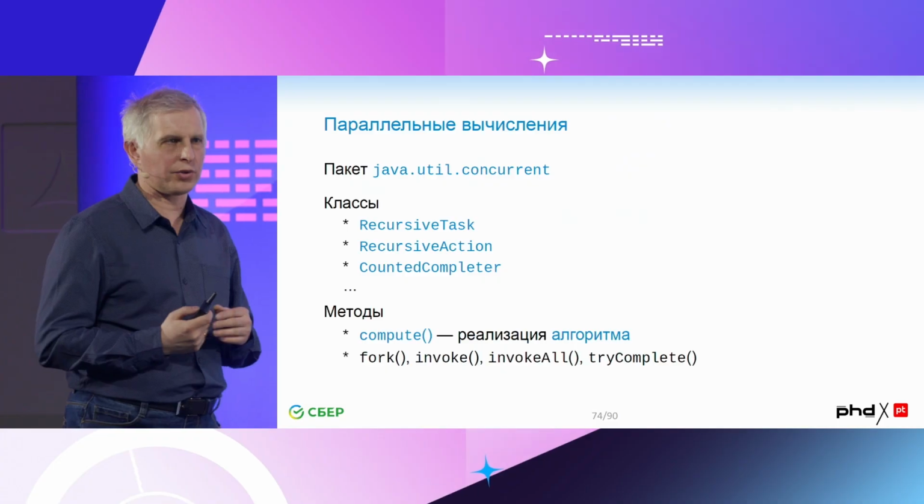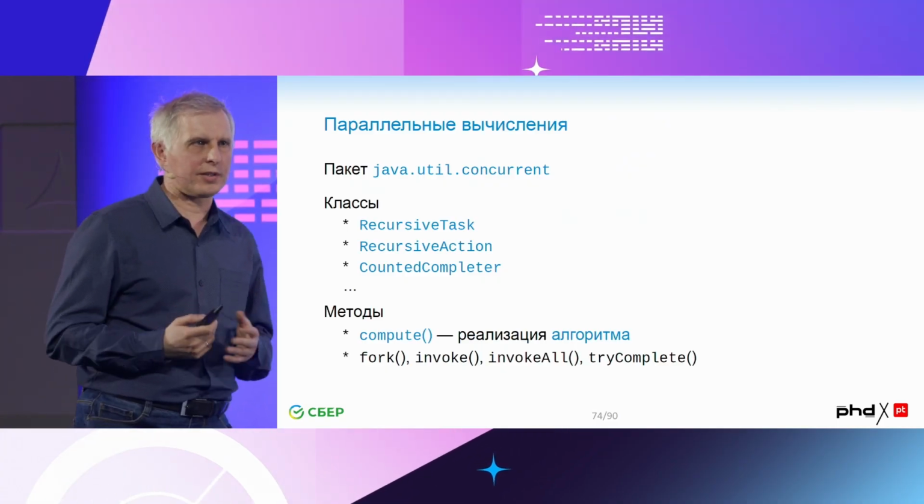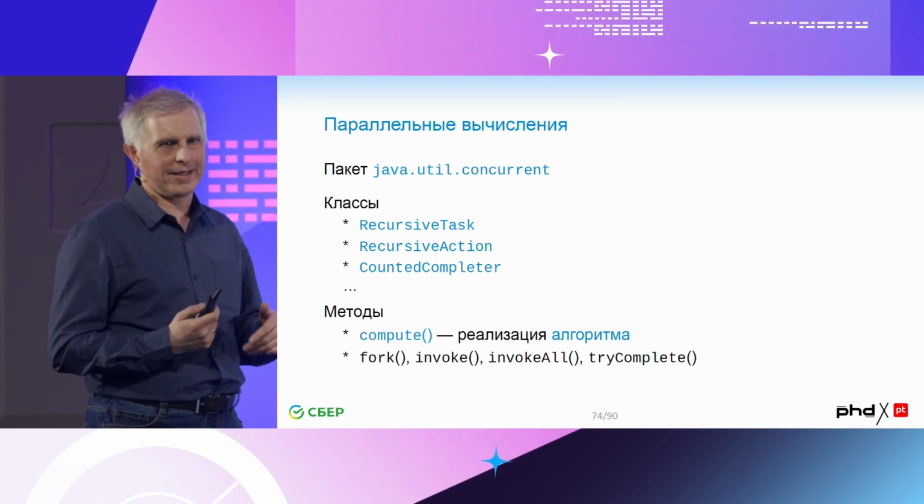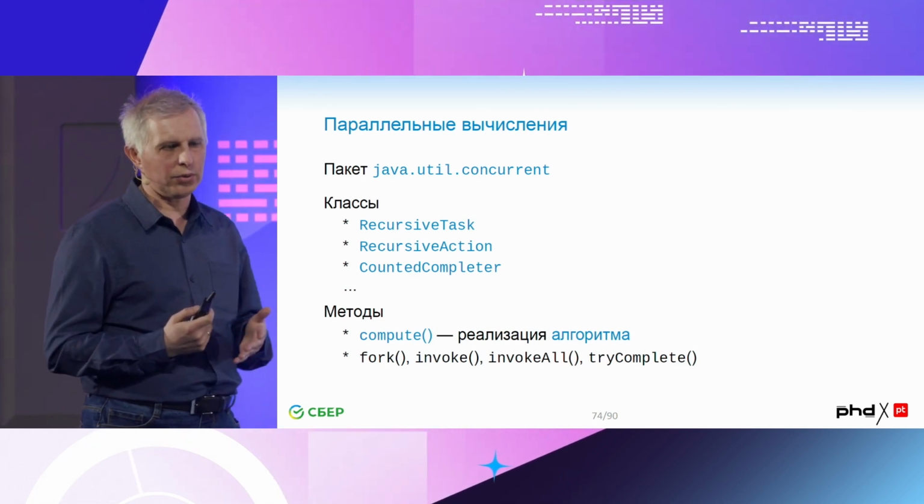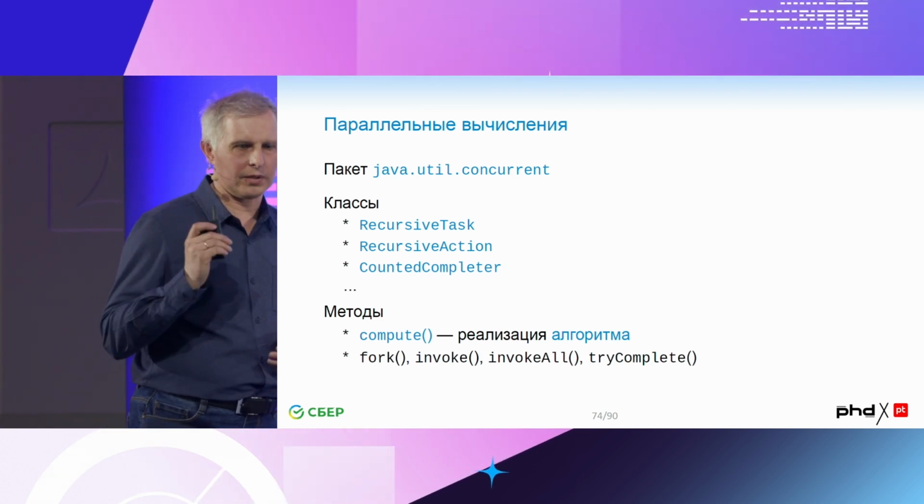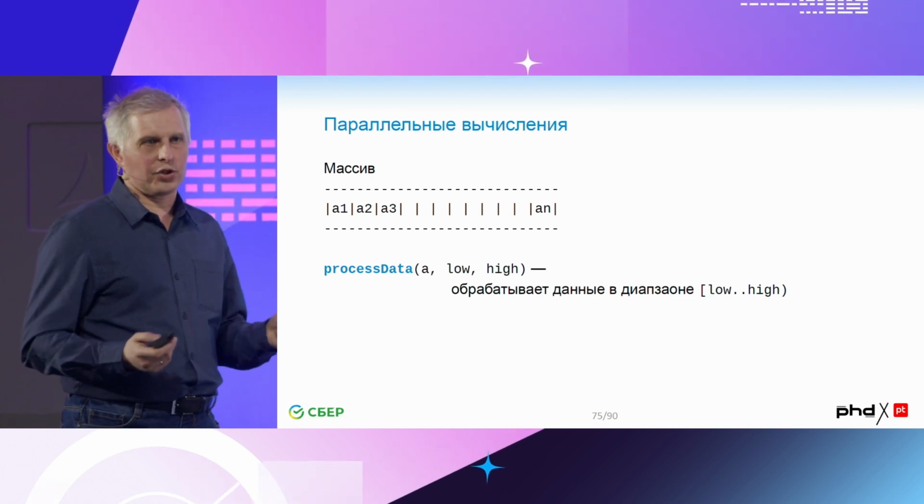Now, parallel computing, talk about Java. There's a very cool package, java.util.concurrent, that has a lot of interesting things. If you need to parallelize something, you define one method for compute, write business logic, and the rest is taken care of by Java itself.